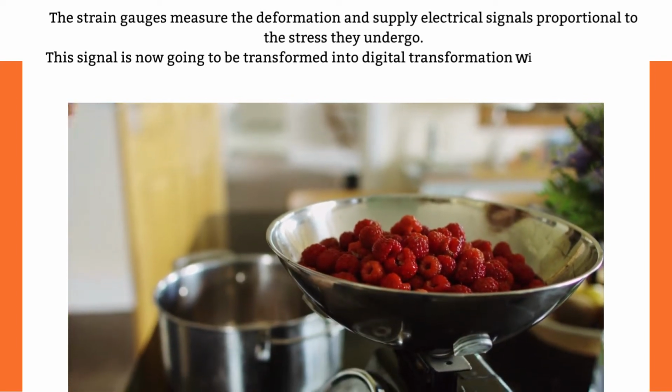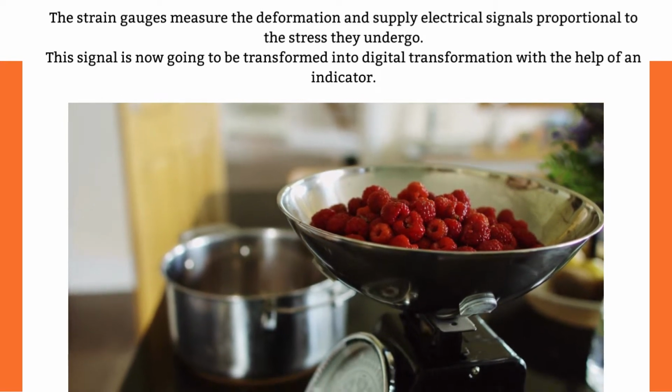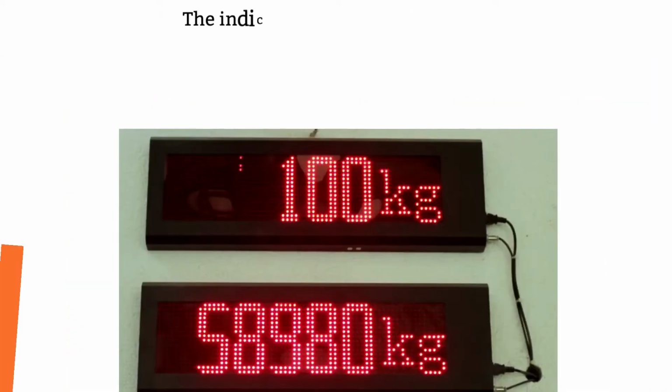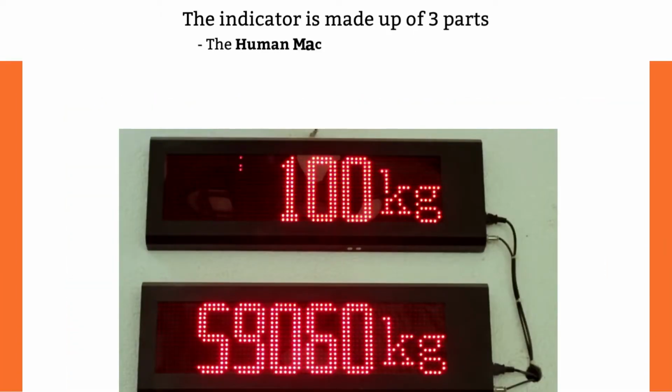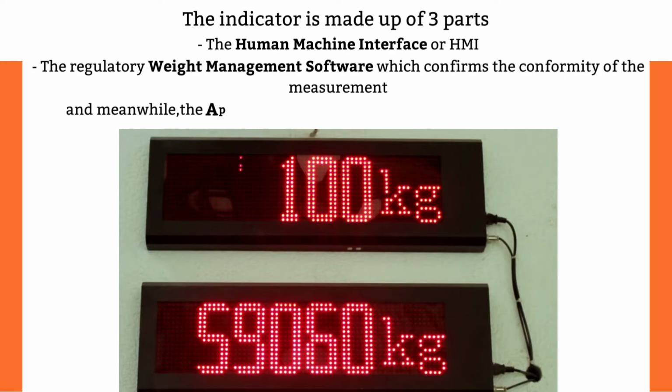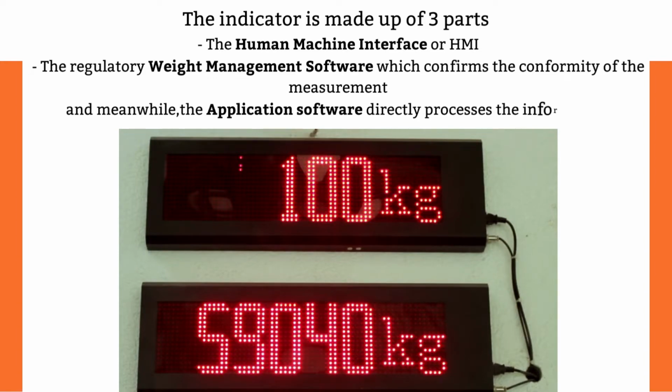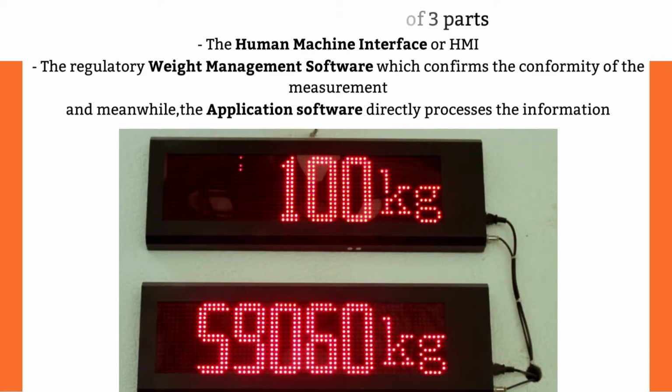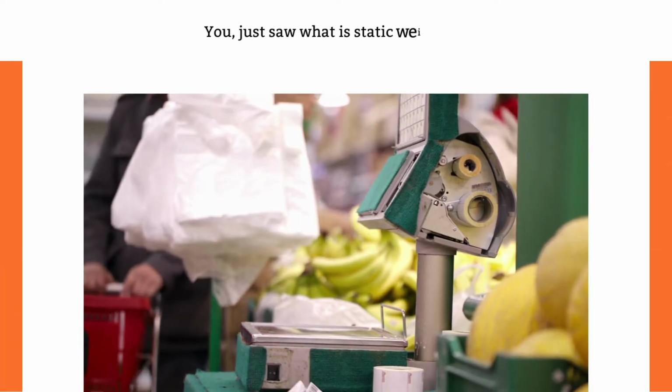This signal is now going to be transformed into a digital signal with the help of an indicator. The indicator is made up of three parts: the human-machine interface, or HMI; the regulatory weight management software, which confirms the conformity of the measurement; and the application software, which directly processes the information. You just saw what a static weighing is?